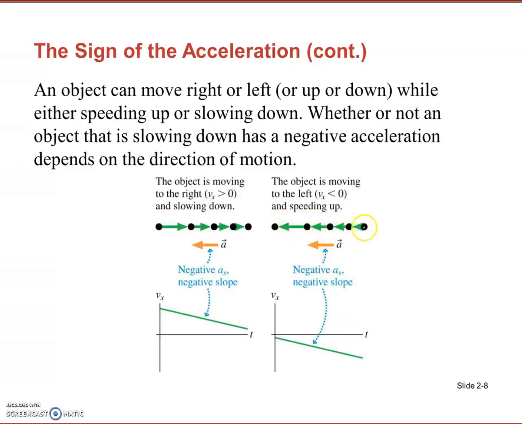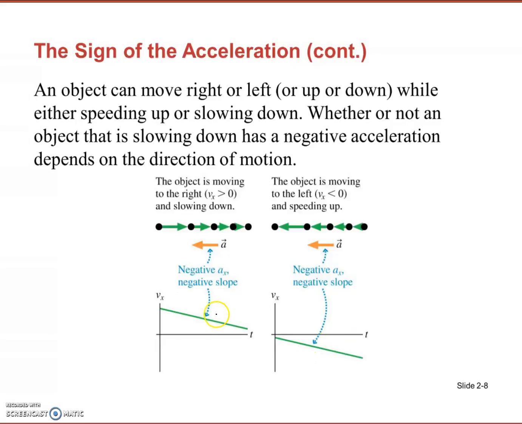We have another similar situation. However, in this case, our object is moving in the negative direction and speeding up. The object is moving in the negative direction, which means the velocity graph is in the negative quadrant, the lower quadrant. And because it's speeding up, the acceleration vector is going to point from smaller vectors to larger vectors, in this case, to the left, indicating a negative slope. Negative acceleration, negative slope. Velocity vectors are getting longer as you go to the left.